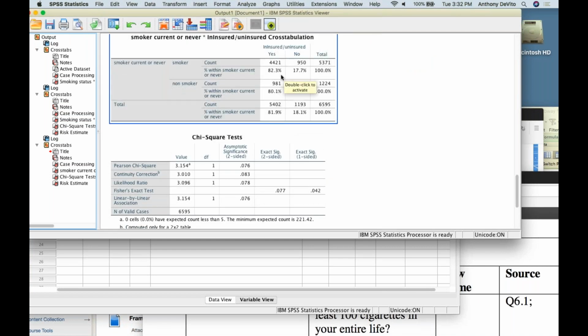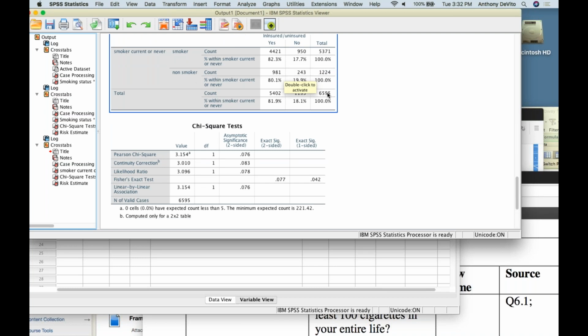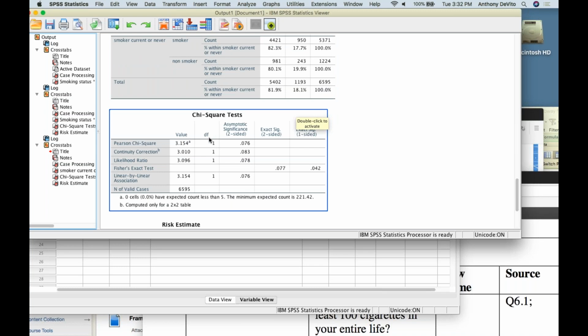82.3% of smokers are insured, while non-smokers, 80.1% of them are insured, right? And the chi-square value, with 1 degree of freedom, is 3.145. The significance is 0.07. It's not less than 0.05. So what happened here? Among people that are non-smokers versus smokers, I was not able to prove to statistical certainty that there was an association between smoking status and whether or not you had health insurance.